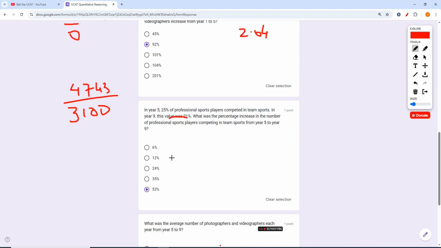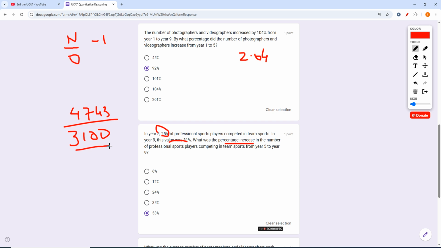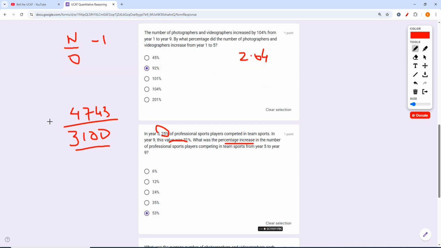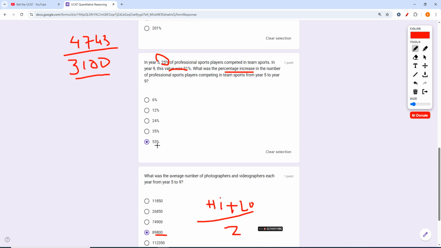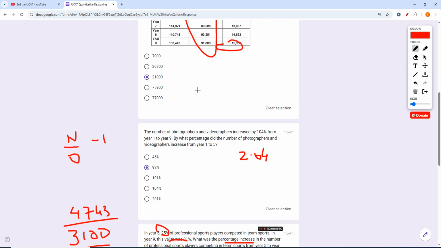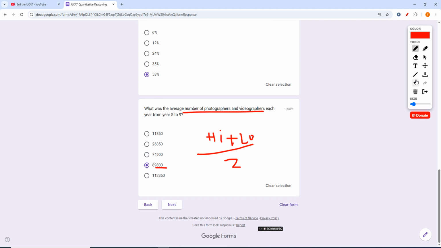Okay, next. What did we do in this one? Again, it was a percentage increase question. 25% means divide by 4, converting percentages into fractions and fractions to percentages. So 25% is 1 over 4. I ended up getting 3,100. 31% of this value, we ended up getting 4743. New divided by old, take away 1. I got 1.53, take away 1, 53%. Moving on. Next. How do I do speed maths for this one? High plus low divide by 2. Alternatively, as I showed you, if I add all of them up, it's time consuming. Righty, moving on. Next question.